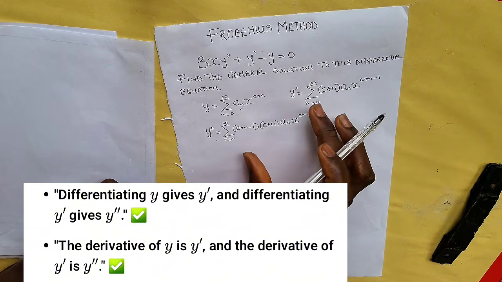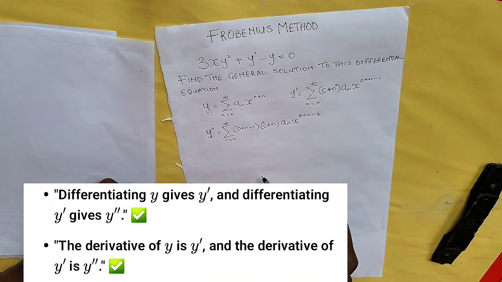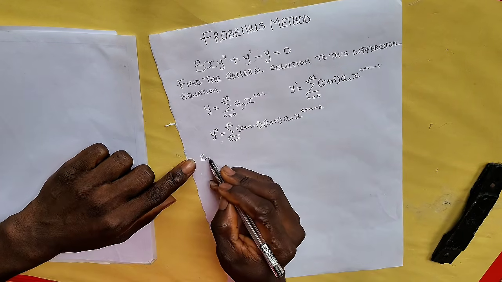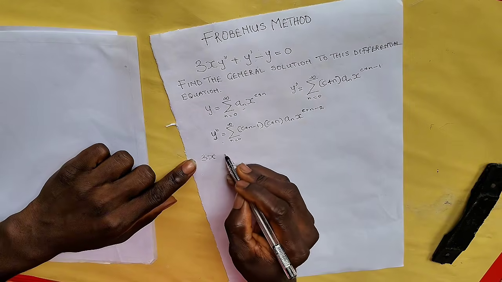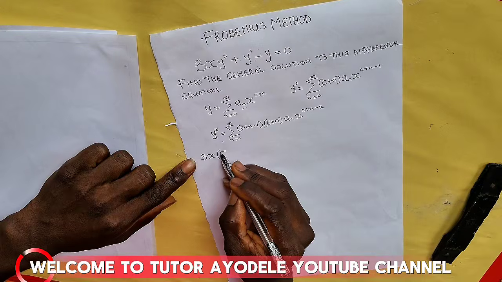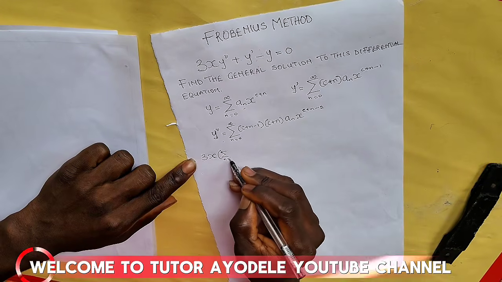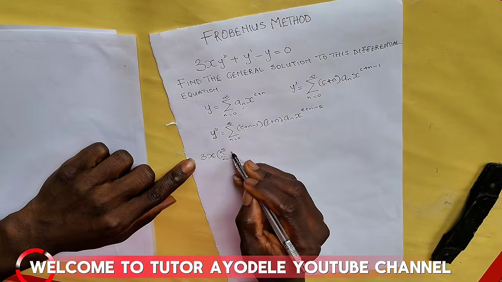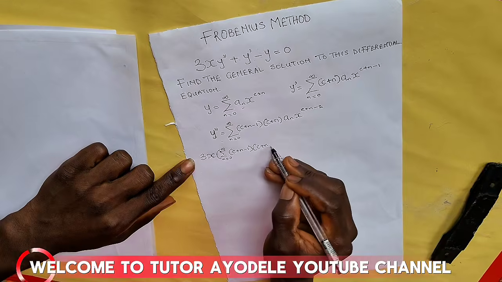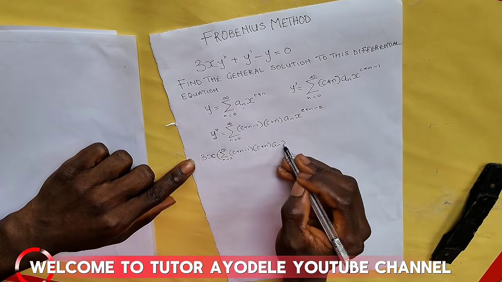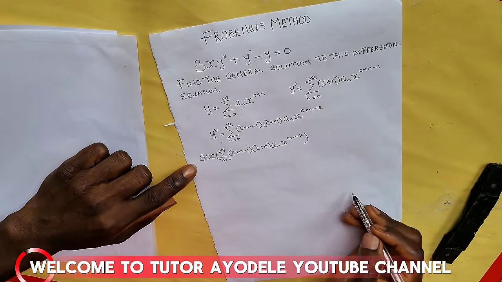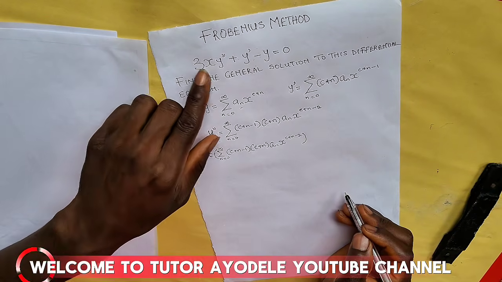Now we have y, we have y prime, we have y double prime. So in Frobenius method, we substitute this into the equation that we are given. So if you remember, the equation we are given is written up here as 3x y double prime. So what is our y double prime? We are going to replace this as y double prime, which will be summation n equals 0 to infinity (c plus n minus 1)(c plus n) a_n x^(c+n-2). Okay, that's 3x y double prime.